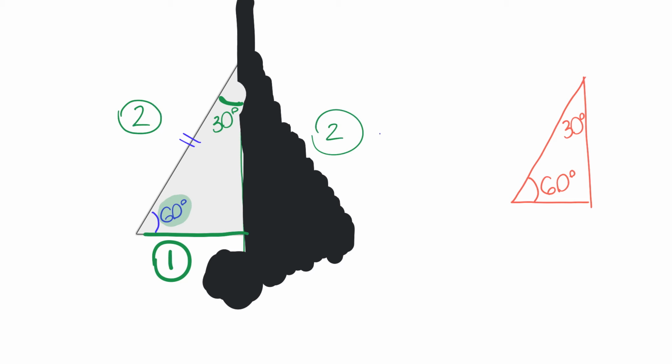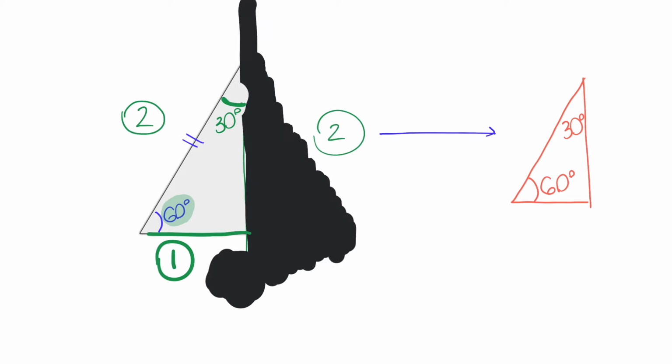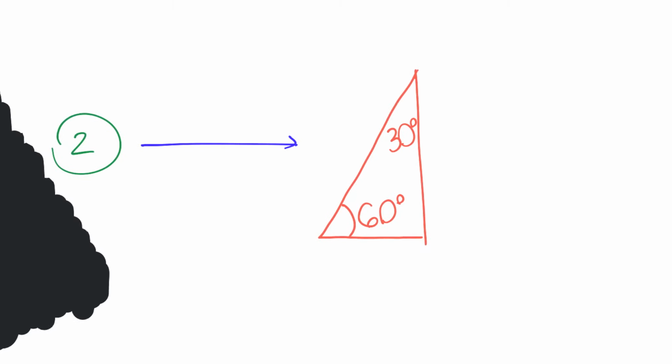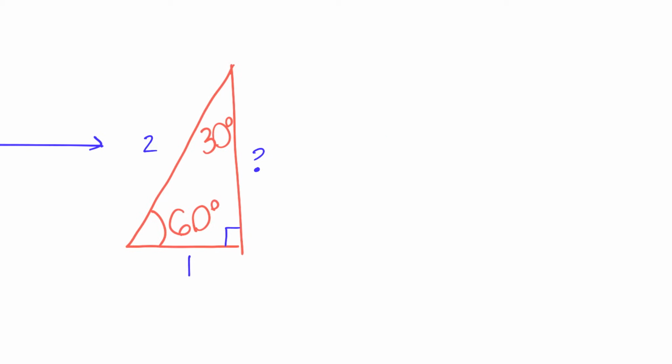And what it lands me is this triangle. If I focus on this triangle, I now have a 60, 30, and it's a right triangle, so that's 90. We said the hypotenuse was 2. We said the base was 1. So now what I would like to know is what is this height? We're going to use the Pythagorean theorem to figure that out.